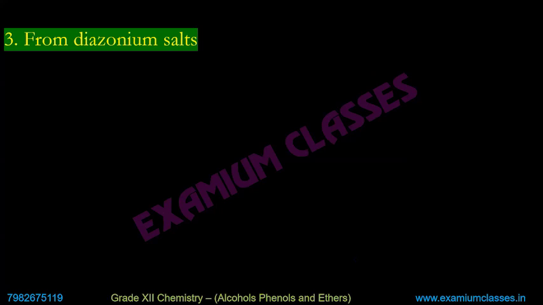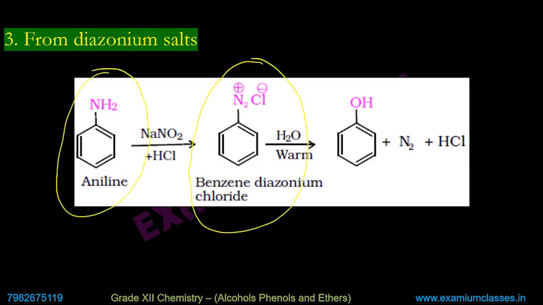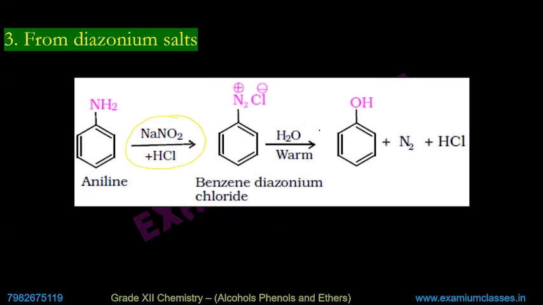From diazonium salts, very important. You get diazonium salts from amines by reacting them with sodium nitrite and acid. After that, you heat it with water and you get phenol.